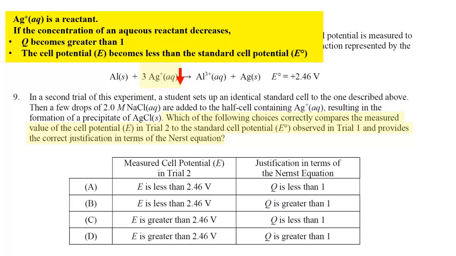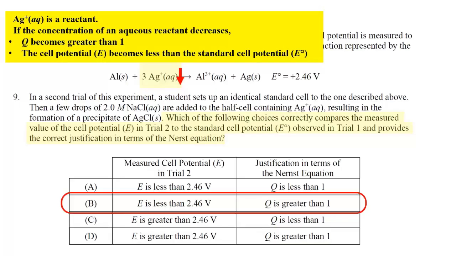So that's going to be the answer to question 9. We're looking for a cell potential that is less than 2.46 volts, which is either A or B, but Q becomes greater than 1. So the correct answer to question 9 is choice B. When that precipitate formed, the concentration of silver ions decreases, Q becomes greater than 1, and the cell potential becomes less than the standard cell potential.